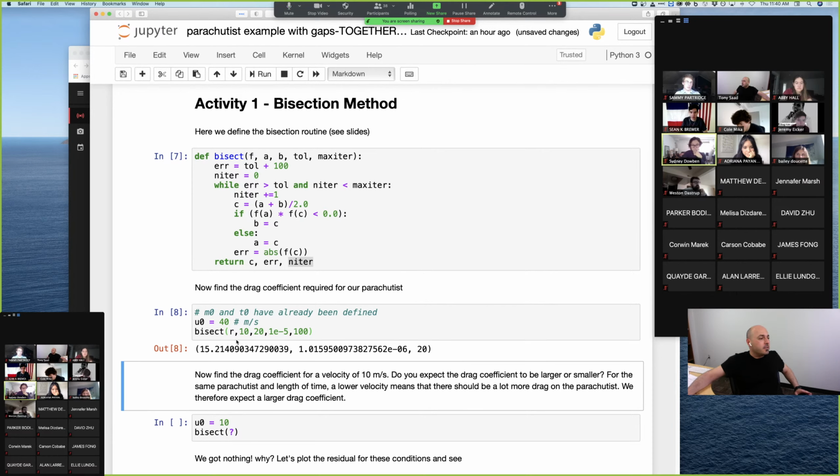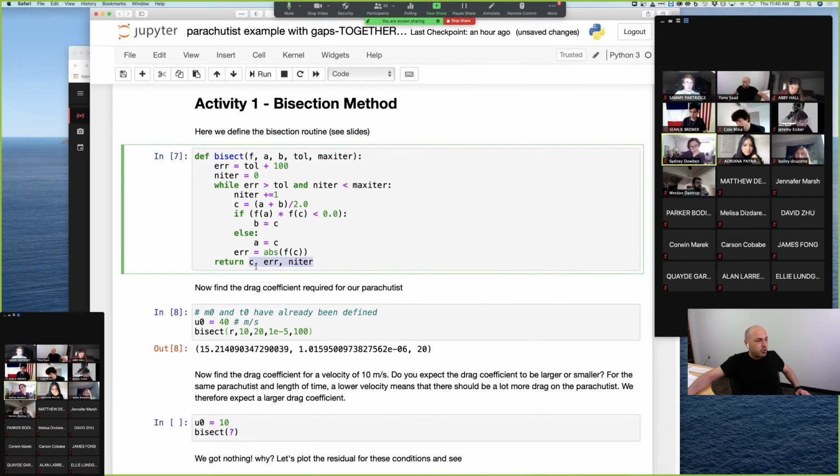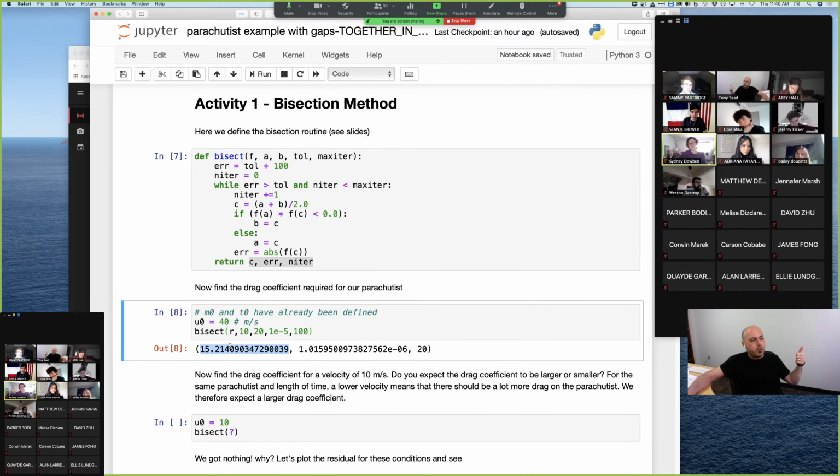All right. This is what I got. I got 15.21 for the, what is this? If you look at the function here, it's returning root, error, and number of iterations. So what this is telling me is that my root is 15.21, that's the drag coefficient, with an error of 10 to the minus 6, and it took 20 iterations to get there, okay?